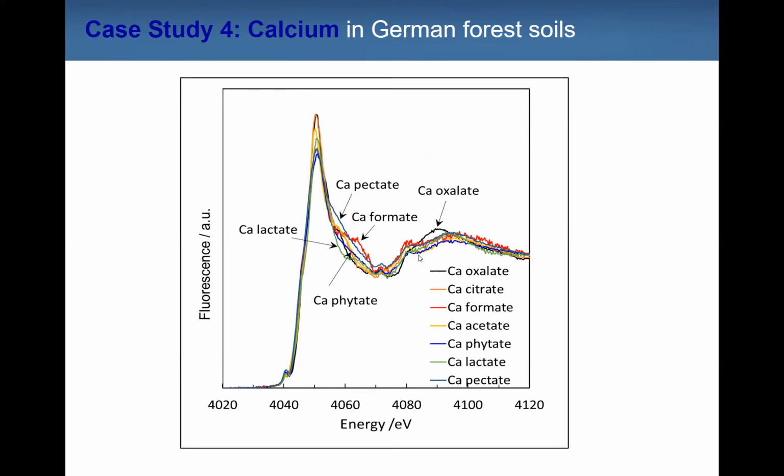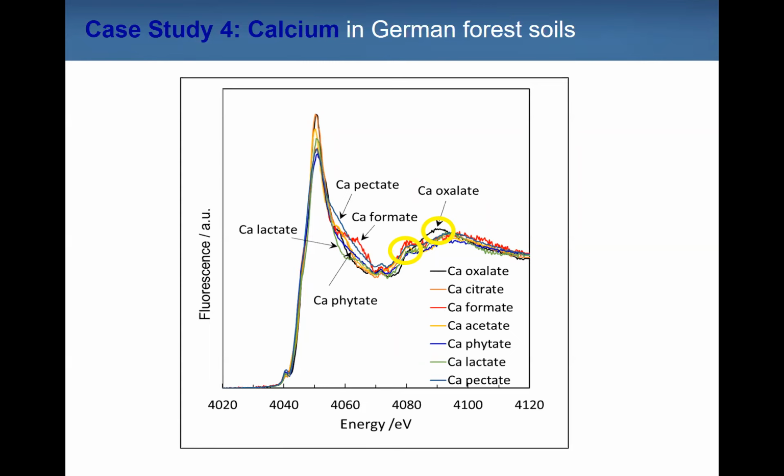And calcium oxalate has two prominent features which are different from the others. First, it has a higher signal intensity at 4090 eV, and compared to the other carboxylates, it has a less pronounced shoulder at this energy. So a combination of both allows differentiation between calcium oxalate and non-calcium oxalate organic forms in soils. The other compounds are more difficult and unreliable to discriminate, and I wouldn't bet on a sound quantification for that because the spectra are somewhat different, but not really different.